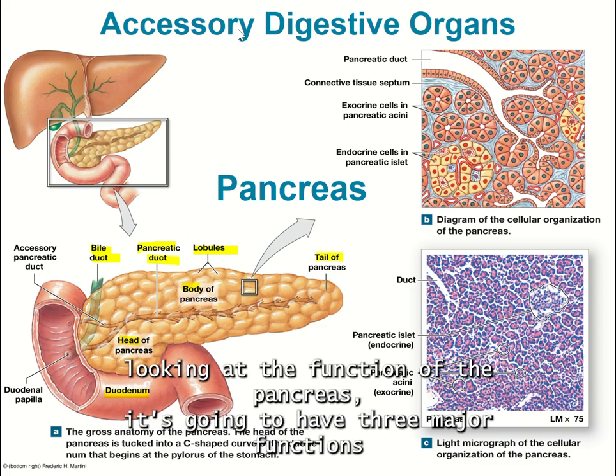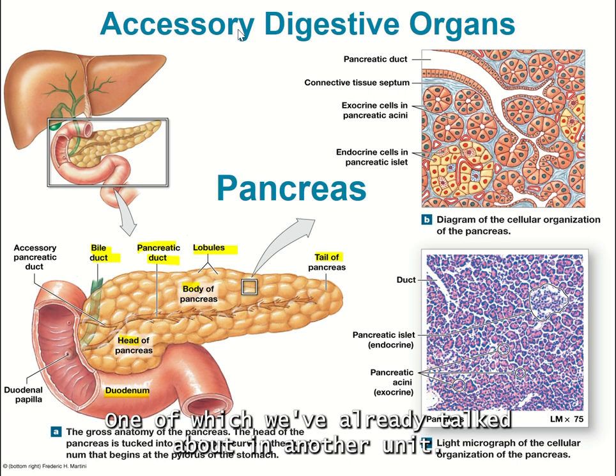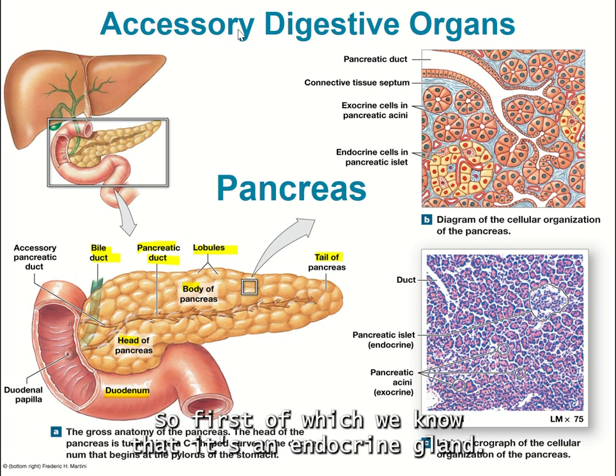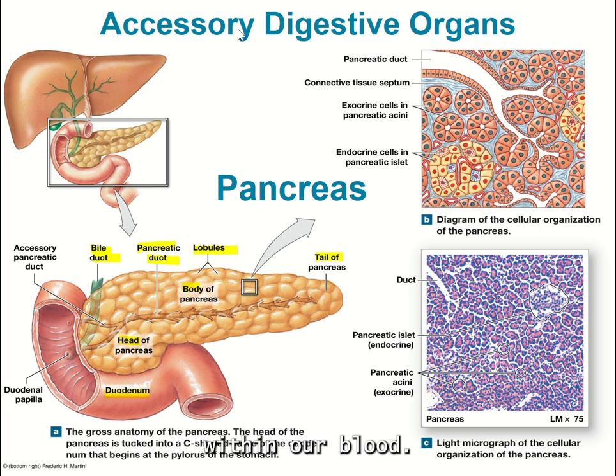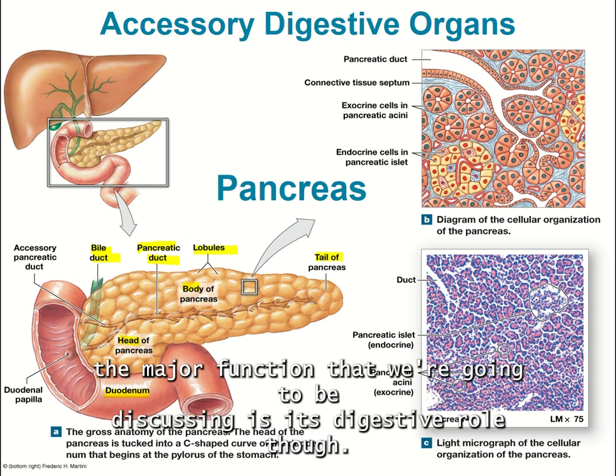Looking at the function of the pancreas, it's going to have three major functions that we're looking at, one of which we've already talked about in another unit. So first of which, we know that it's an endocrine gland. That endocrine gland is going to allow us to regulate our glucose levels within our blood. The major function that we're going to be discussing is its digestive role, though.